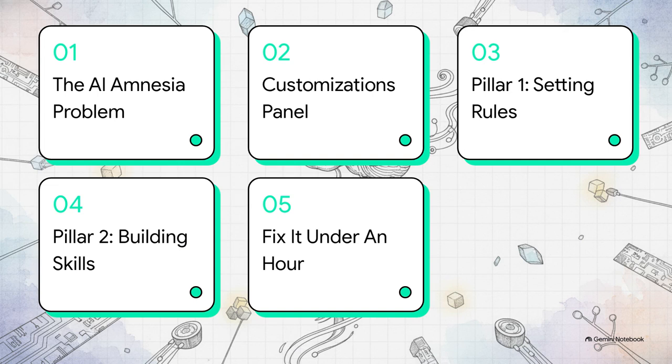Here's our roadmap for today. First, we'll look at the AI amnesia problem. Second, the reveal, the customizations panel. Third, pillar 1, which is setting rules. Fourth, pillar 2, building skills. And finally, how to fix all of this in under an hour.